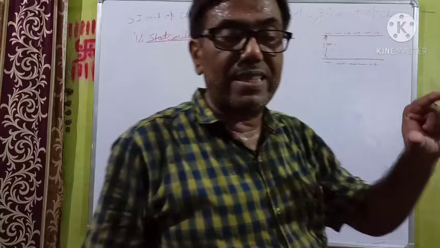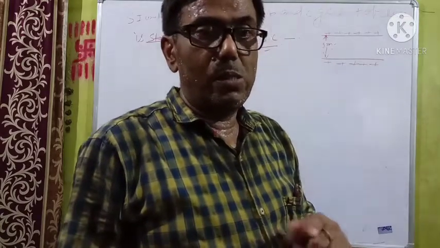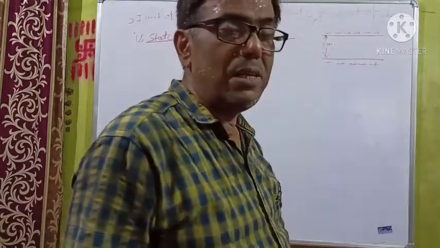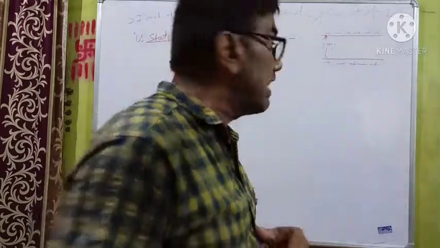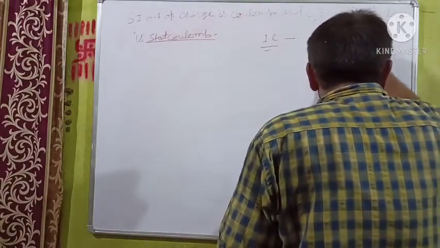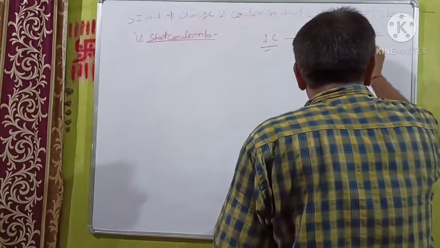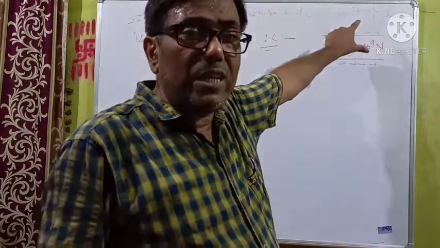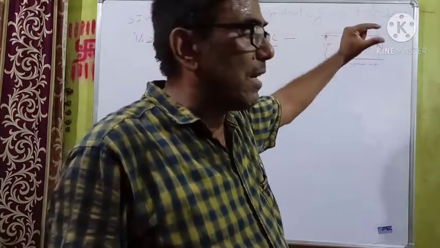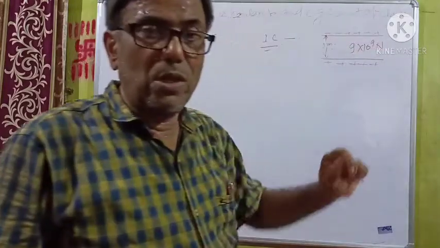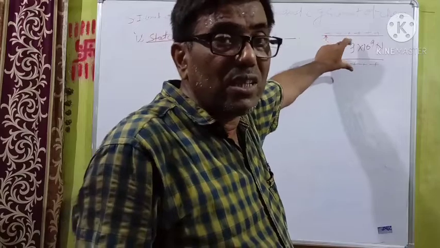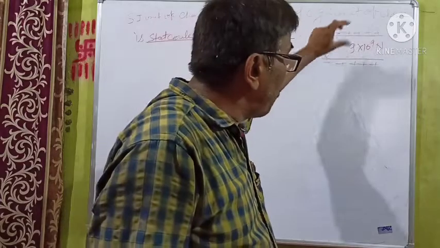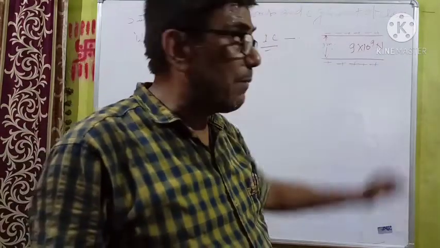When two conductors are placed in a space, separated by a 1 meter distance, then the similar charges exert a repulsive force on each other of 9 into 10 to the power 9 Newton. This may be positive charge, or it may be negative charge. Similar negative charges separated by 1 meter distance in a space also exert a repulsive force on each other.